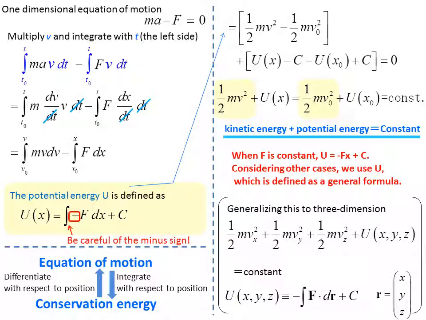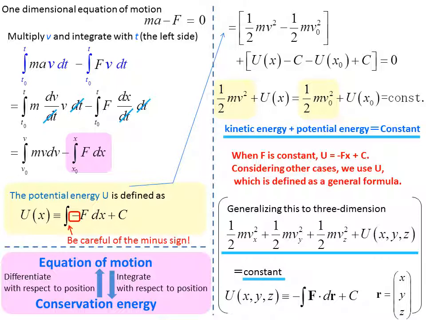This time we did a slightly more complicated task of multiplying the velocity v and integrating with respect to t, but when we look at the term for integrating the force, it turns out to be the equivalent of integrating with respect to position x. Thus, the equation for the energy conservation law can be obtained by integrating the equation of motion with respect to the position, and conversely, the equation of motion can be derived by differentiating the equation for the energy conservation law with respect to the position.